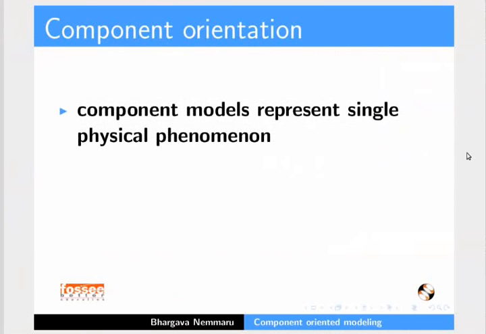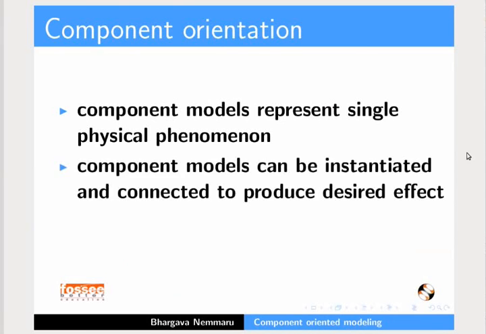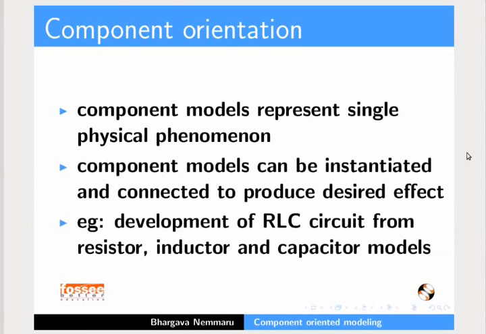Component orientation sets Modelica apart from other modeling and simulation software. It is the single most important feature of Modelica. Component models represent a single physical phenomenon. They can be instantiated and connected to produce the desired effect. For example, an RLC circuit could be developed from resistor, inductor, and capacitor models.